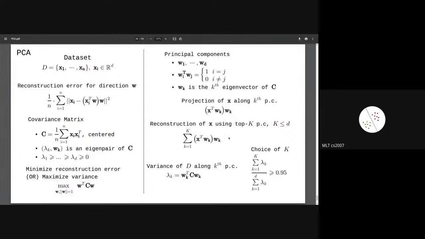The variance along one such principal component will be nothing but the eigenvalue lambda k. And how do you choose the value of k? You use this formula for choosing the value of k. It's a heuristic. So that is what I wanted to cover from my side. Now, if there are any questions, we can work with them.